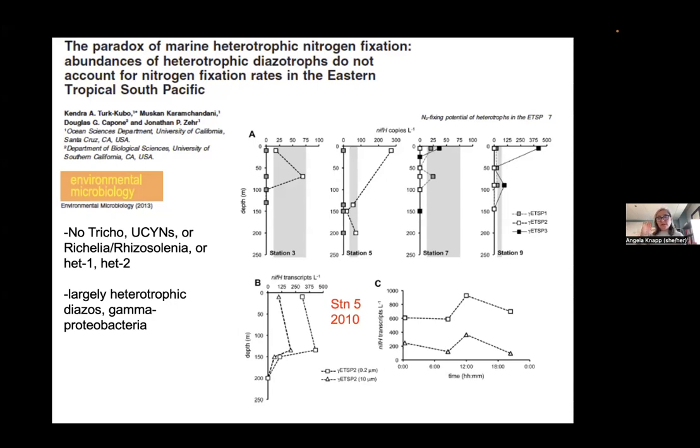So she multiplied the abundance of the diazotrophs by their per cell rates of nitrogen fixation. And what she found is that the estimated rates of nitrogen fixation from that approach were far lower than the bottle-based rates. Based on the diazotrophs that she could find, using her primers and her tools and techniques, she couldn't account for the bottle-based rates. So instead, the molecular data was a lot more consistent with the Delta N15 budget data.